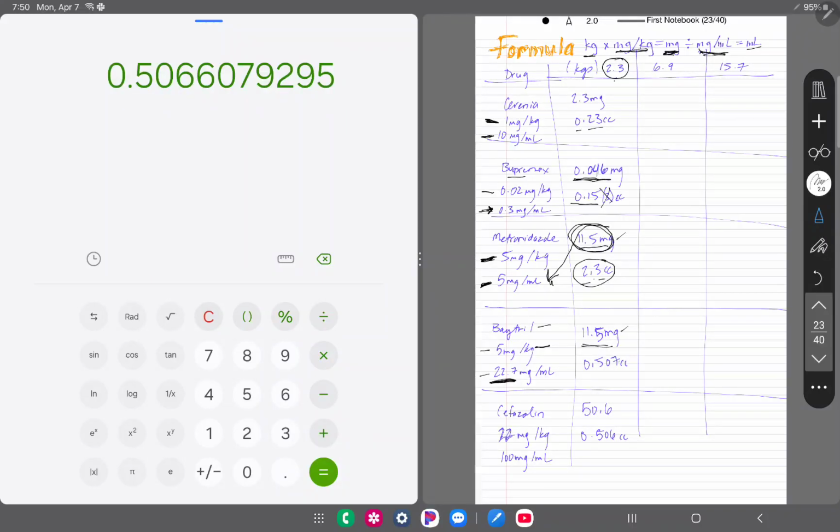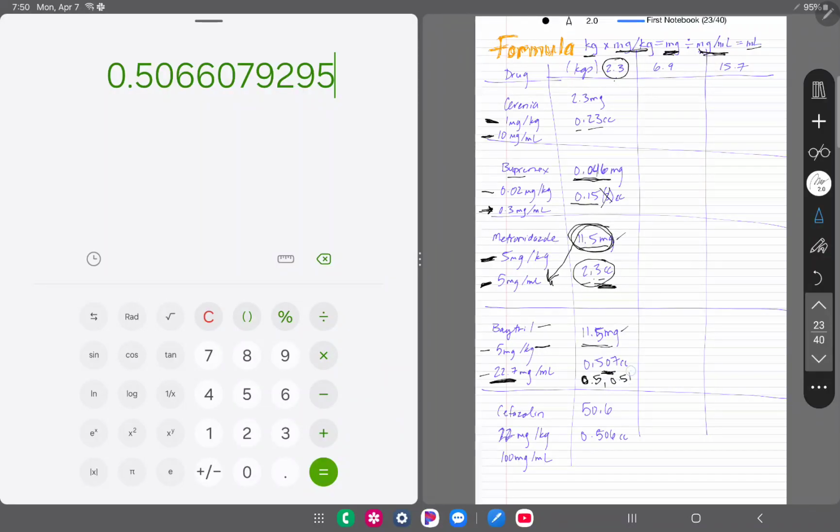We know we can't draw that up, right? But you could draw up 0.5, you could draw up 0.51. I can promise you, in the world of Baytril, the difference between 0.5 and 0.51 is not much to hang your hat on, and will likely not make much of a difference in the animal's recovery. The difference between 2.3 and 0.5, that's a huge mistake.